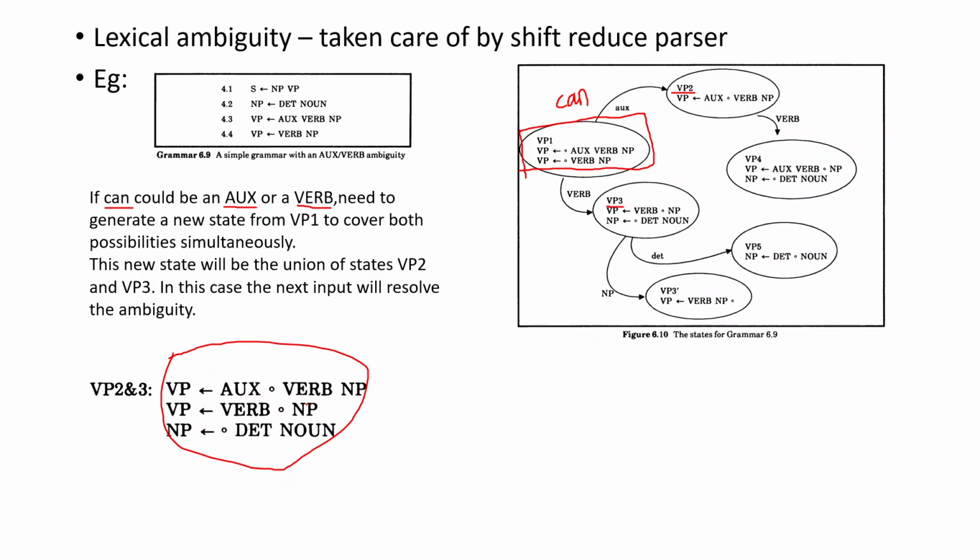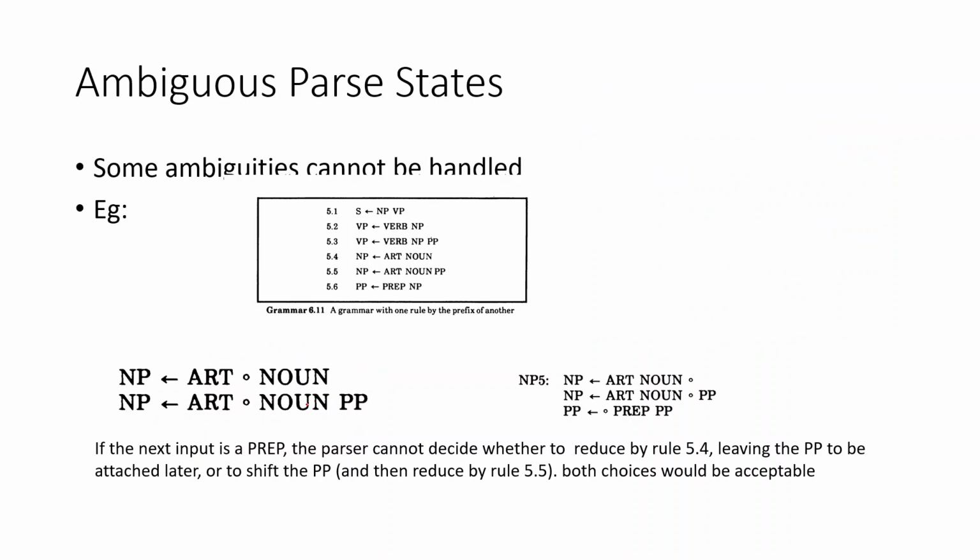That is the lexical ambiguity. But in the case of a top-down parser, we will have to choose either of them and parse. Maybe we will think it is an auxiliary verb and go through that particular path in the tree, and then if it is not, we will have to come back. So some level of ambiguity is taken care of by the shift reduce parser, but not all levels of ambiguity, as we are going to see. Some ambiguities cannot be handled by the shift reduce parser.